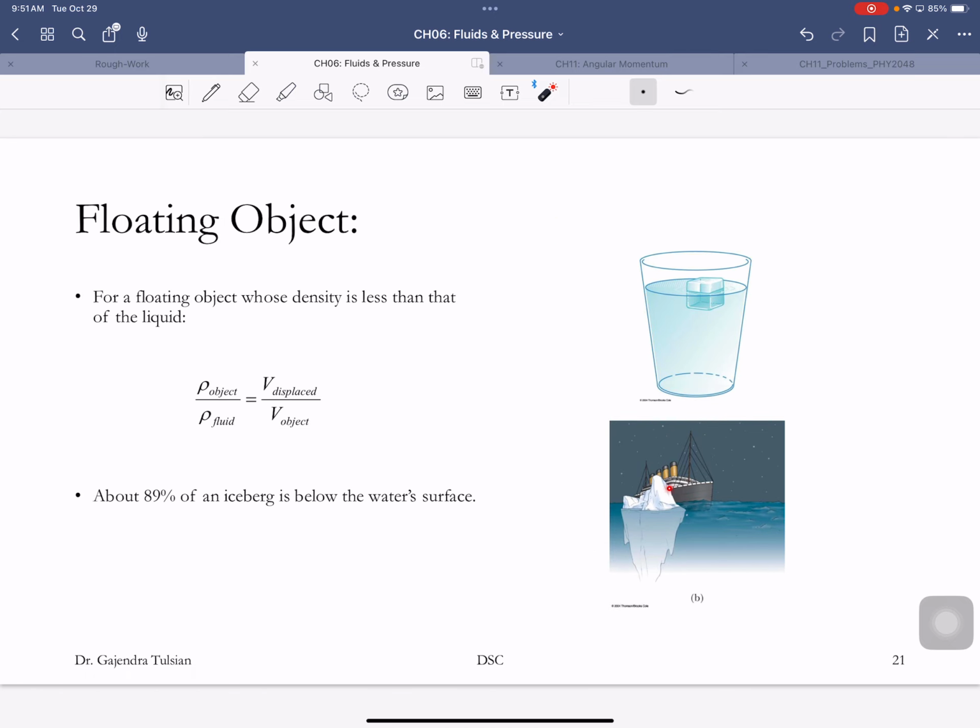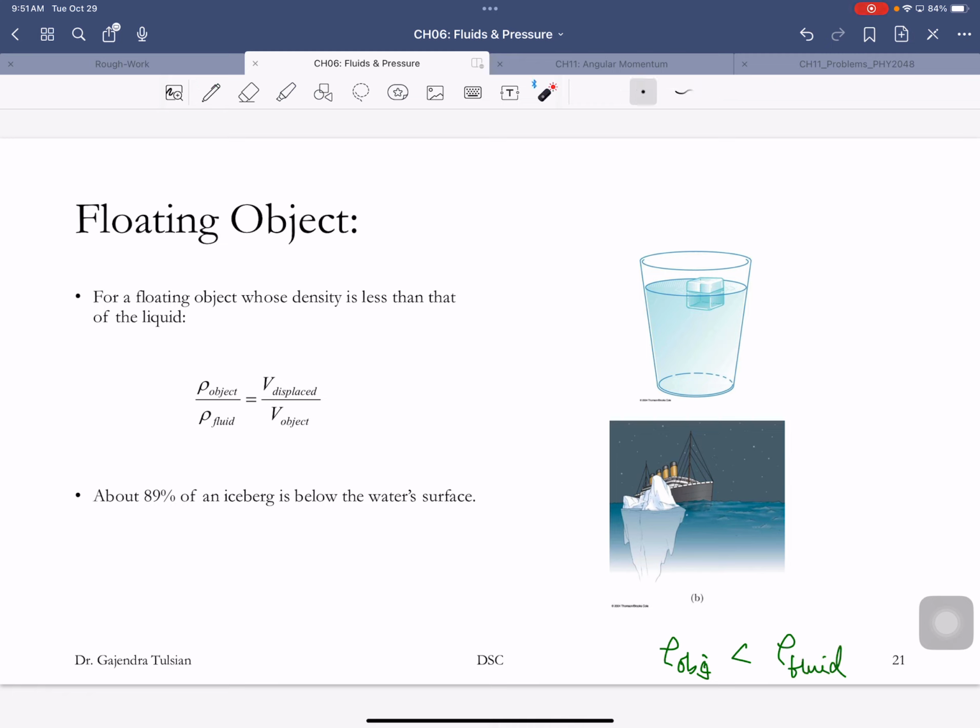When an object floats, its density is less than the density of the fluid. So the density of the object is less than the density of the fluid in which it's floating. Okay?